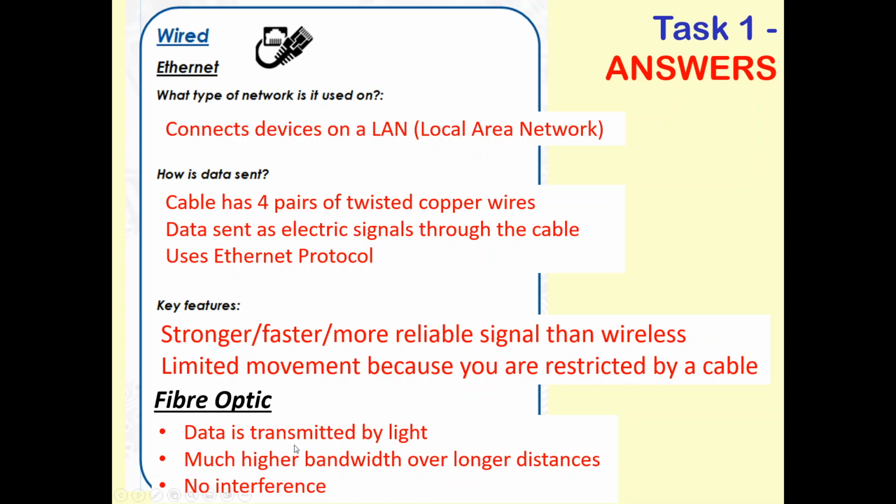Fiber optic, for your space at the bottom: data is transmitted by light. Data is sent by light, much higher bandwidth over long distances, and there is no interference, so the signal quality is not lost. Okay, check your answers, improve, add to it before proceeding.